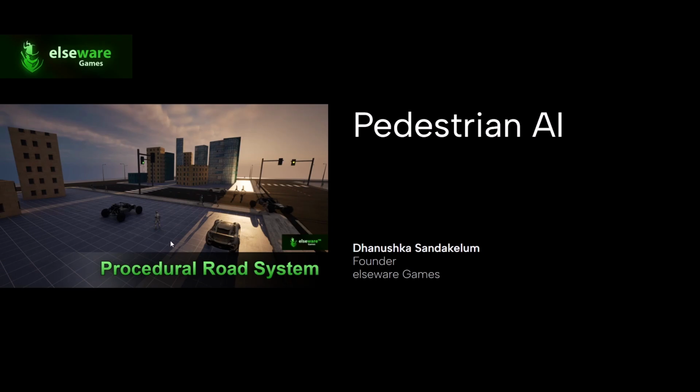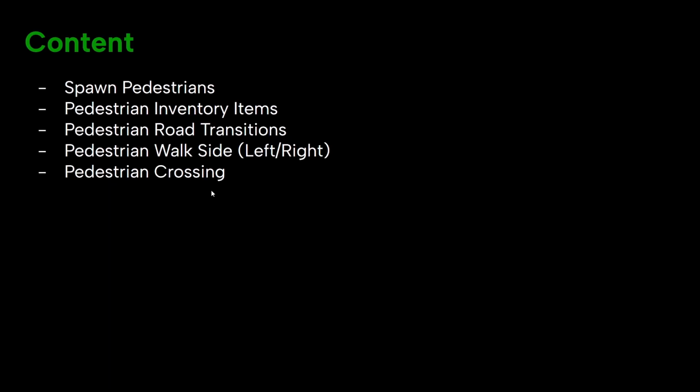Right. So in this tutorial, let's see how we can implement the pedestrian AI in our procedural road system. Okay, so the content is as follows. Basically, we will look at how we can spawn the pedestrians at runtime along the road, and those pedestrians carry an inventory item to visualize their dynamic capabilities, such as some may carry a phone, maybe a bag, maybe a cup, things like that.